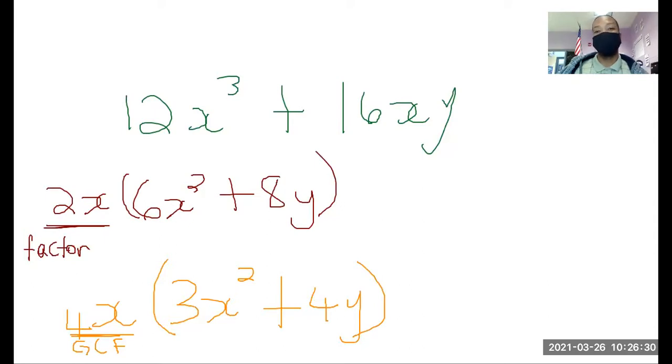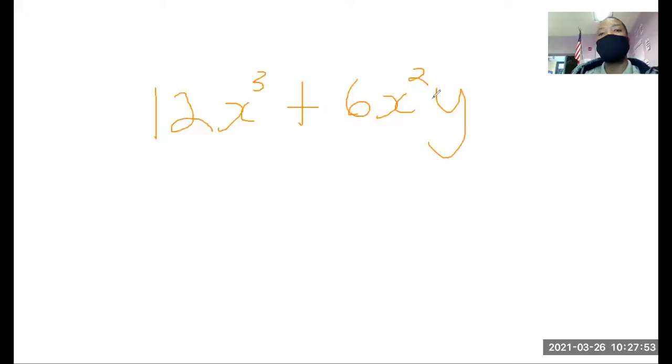So what if this right here, let's switch out. New question. What would be the greatest common factor for this question right here? Greatest common factor. 3.